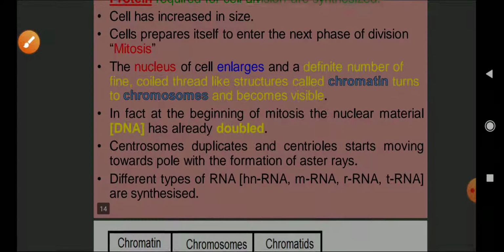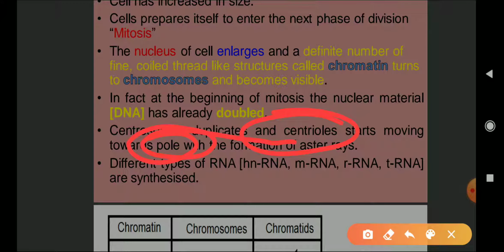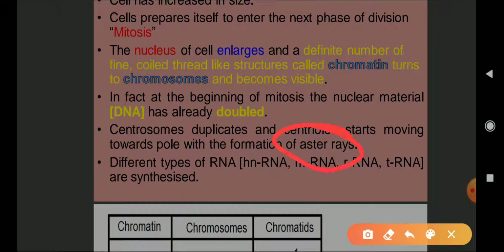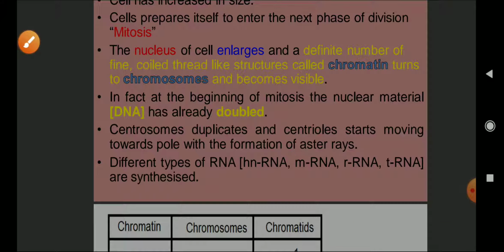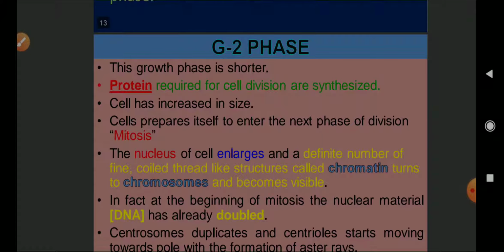Centrosome duplicates and centriole starts moving towards the pole. So this is also one of the important features. Centrosome duplicates and centriole moves towards the pole for the formation of aster rays. Aster rays are actually helping in the formation of spindle fibers later on. Okay, let us move on. Different types of RNA, hnRNA, that is heteronuclear RNA, mRNA, rRNA, tRNA are synthesized. So these are the characteristics of G2 phase.